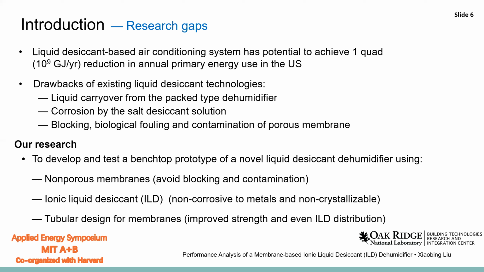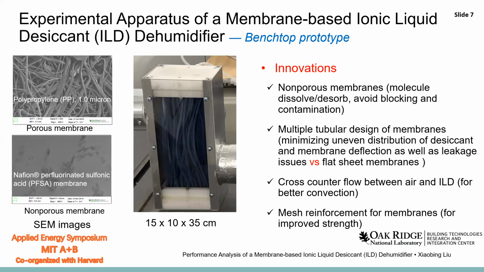So to solve these problems, we proposed a novel liquid desiccant dehumidifier, which uses non-porous membranes with a tubular design, and also uses an ionic liquid desiccant. We developed a benchtop prototype and also conducted the dehumidification test. This figure shows the benchtop prototype of the dehumidifier.